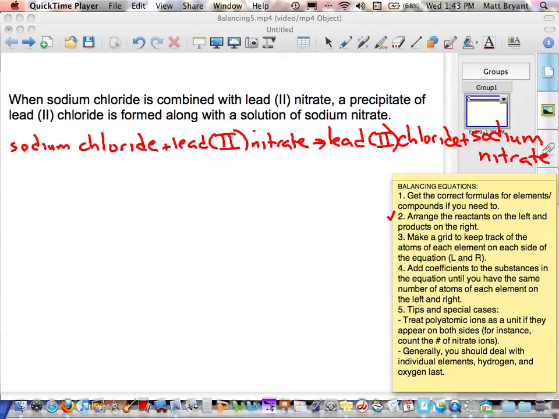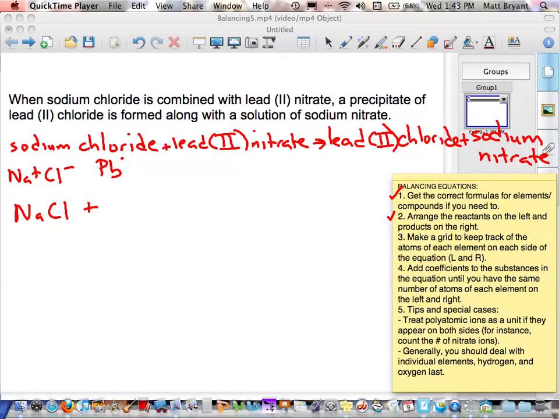Now, the next step is to get the correct formulas. So I'm going to go ahead and check that off because we're working on that. Sodium chloride first. We have Na and we have Cl. Sodium is positive 1, chloride is negative 1, as you can see from looking on your periodic table. So we crisscross them and we get a formula of NaCl. I don't think I need to tell most of you that, because sodium chloride is one of those that's just pretty familiar in general. So now we move on to lead 2 nitrate.